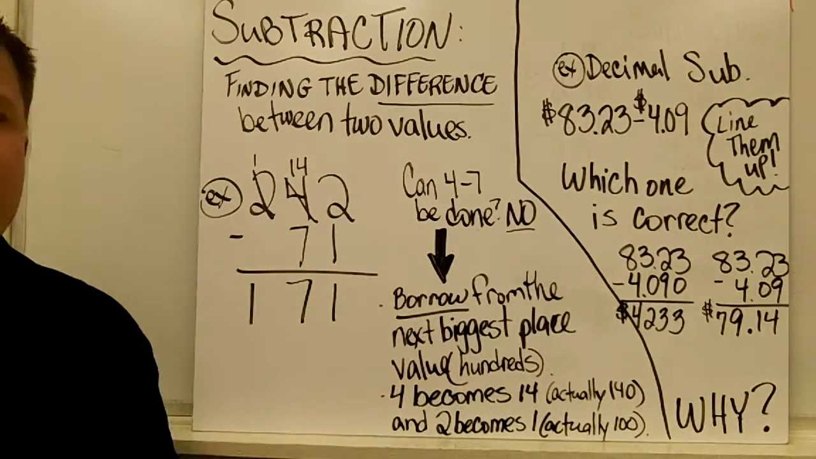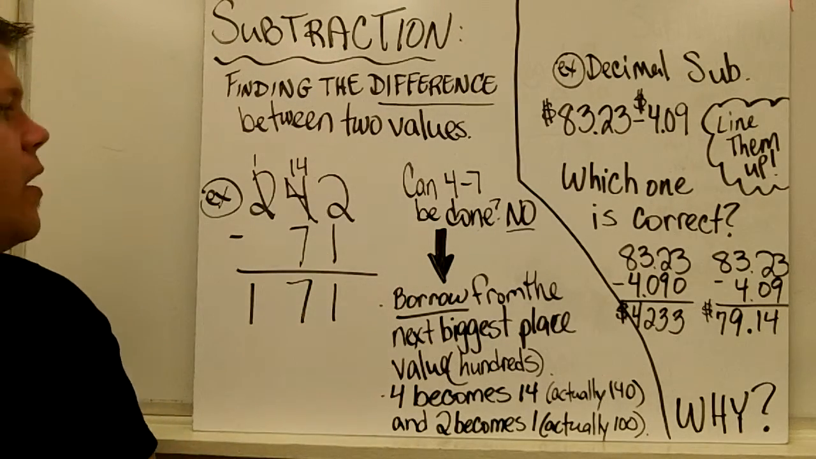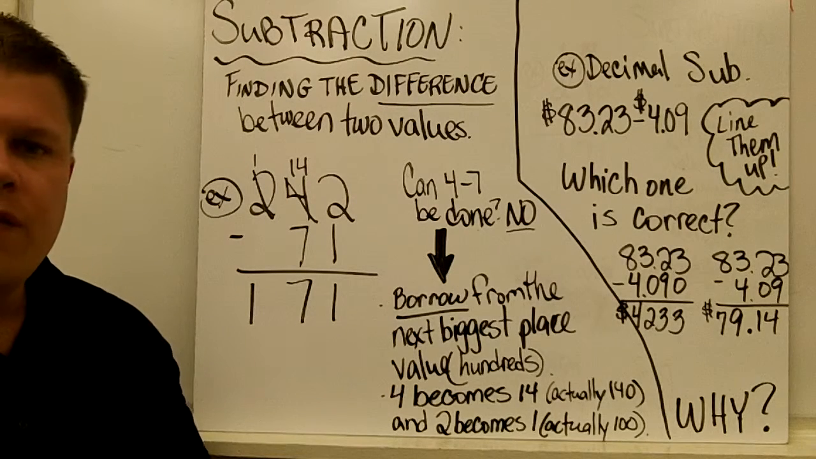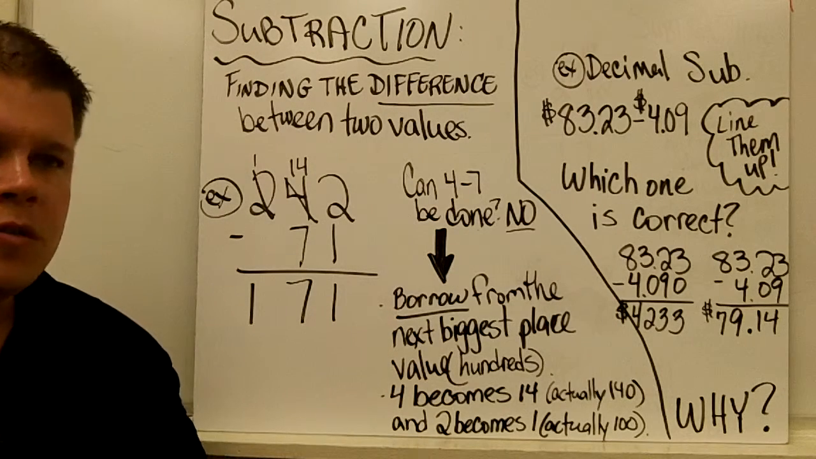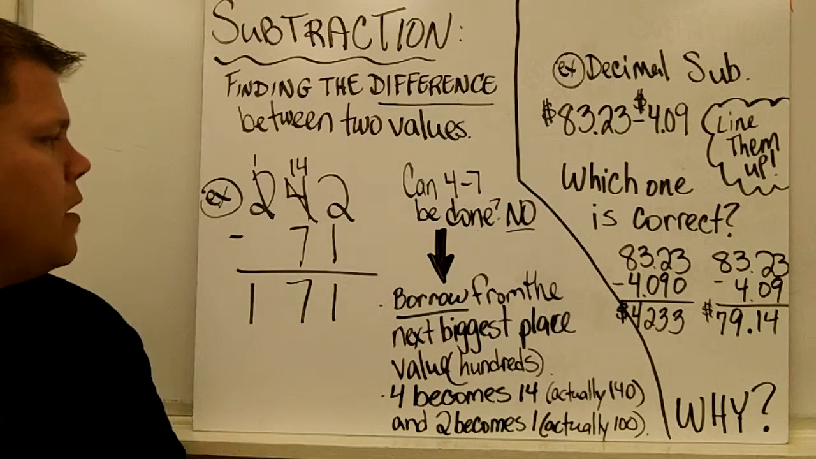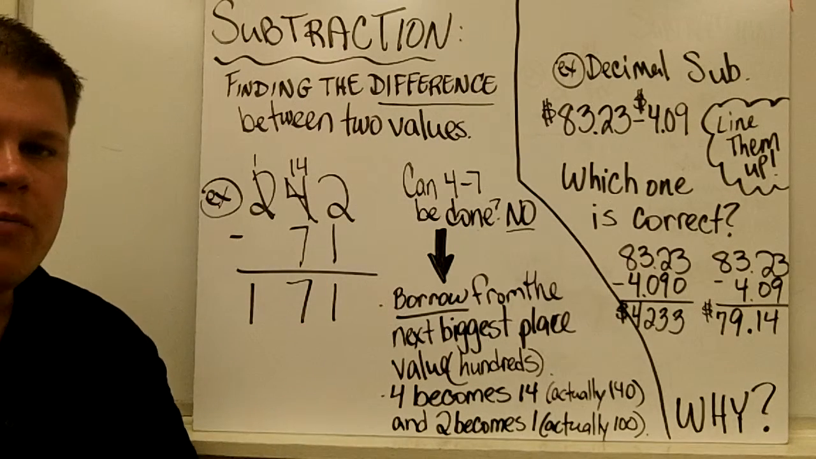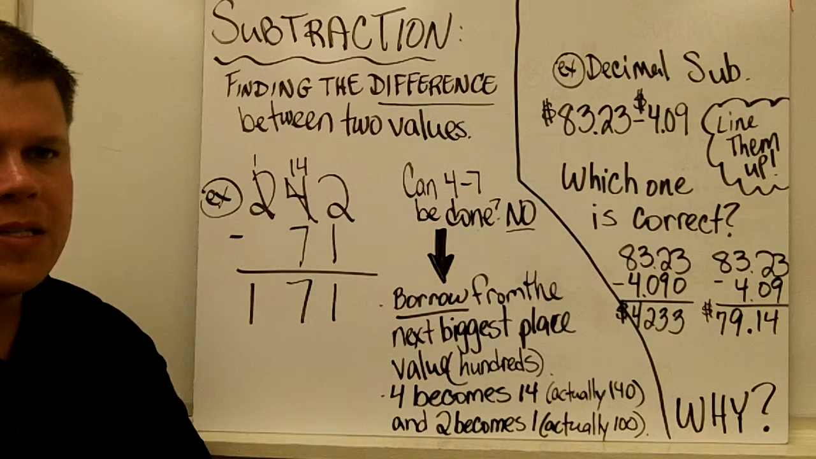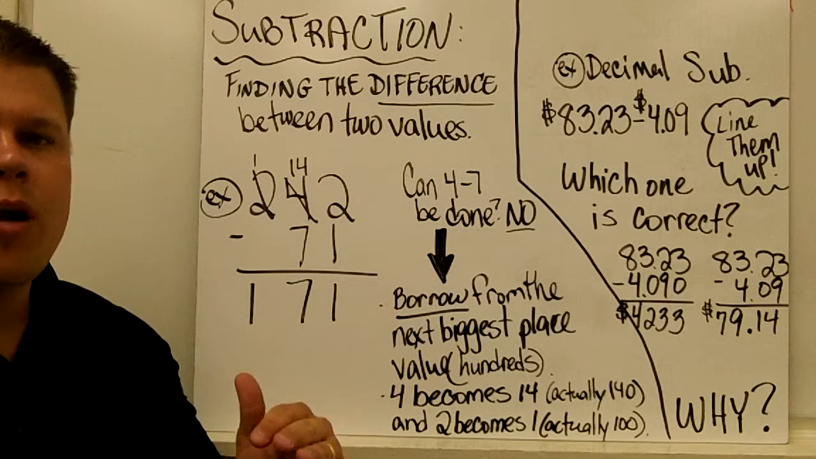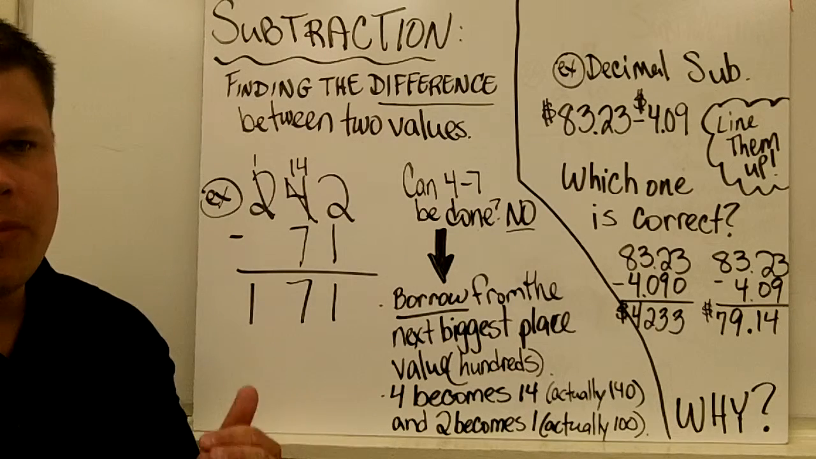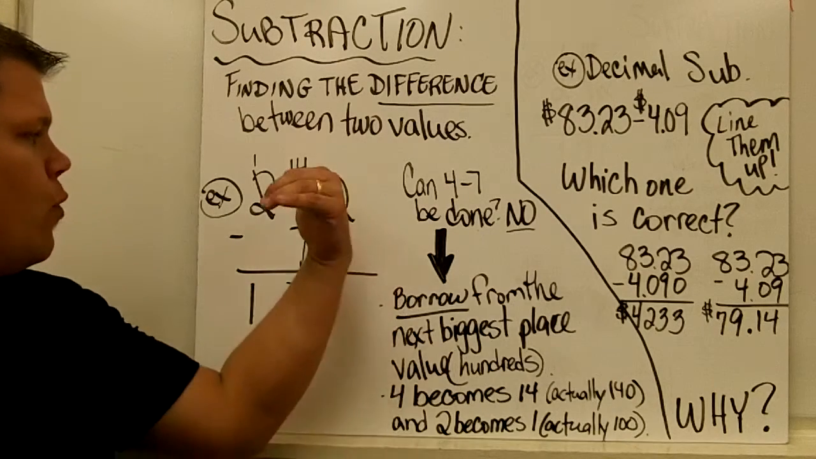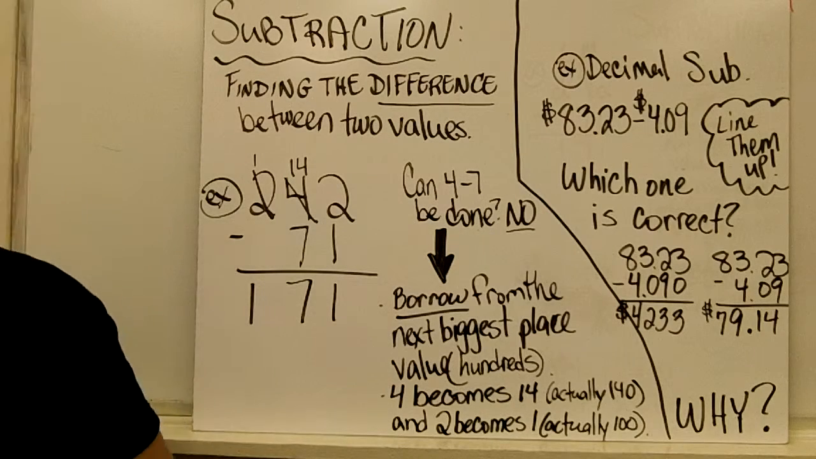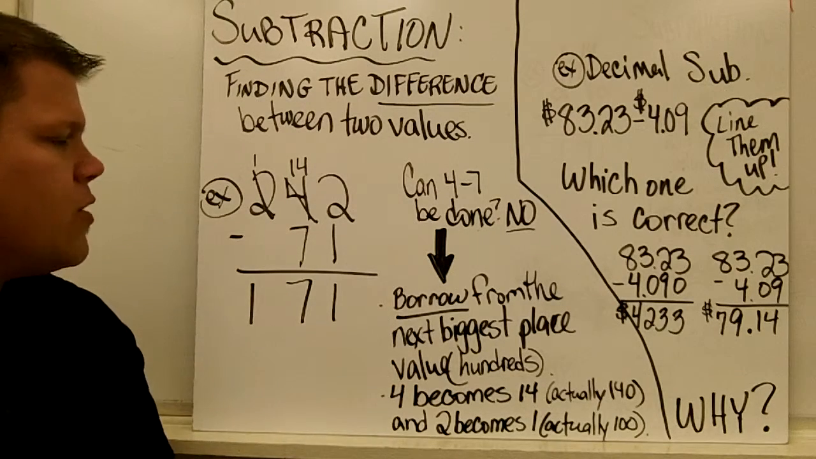In talking about subtraction, you're going to take two values, one hopefully larger and one smaller, and find a difference by doing subtraction. By using the example 242 minus 71, we can see that borrowing needs to take place when the number at the top of the problem cannot be subtracted by the number below it. In this instance, 4 cannot be subtracted by 7, or 7 cannot be subtracted from 4, excuse me. So we have to borrow.